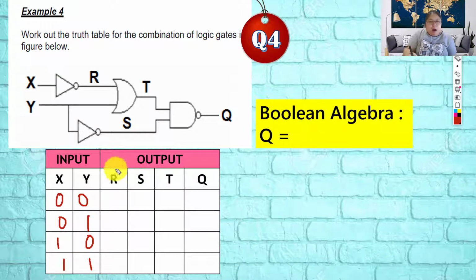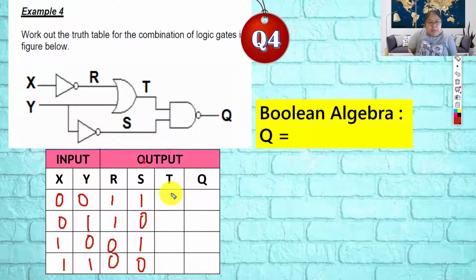Okay, let's check the R. R comes from the NOT gate, so this one is check X only. The Y no need to see because they're from the X. 1, 1, 0, 0. Okay, S. S comes from the Y, after which I go to NOT. So you just reverse the Y. That's the answer.